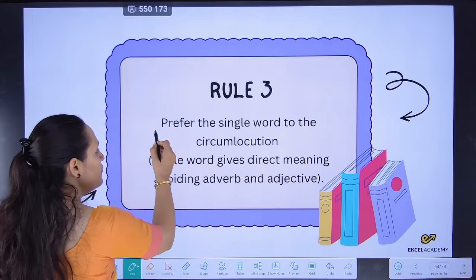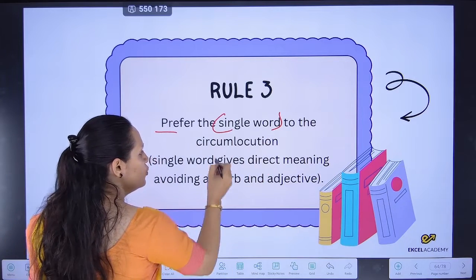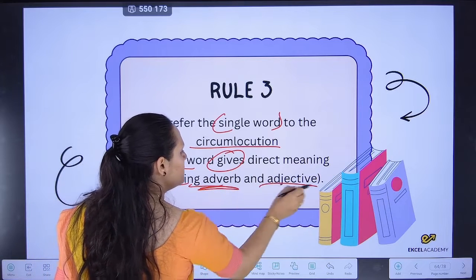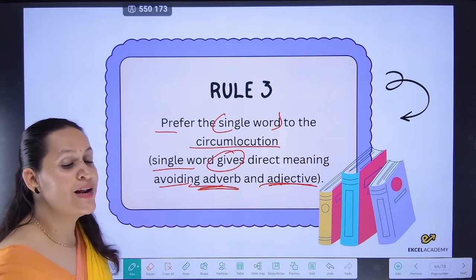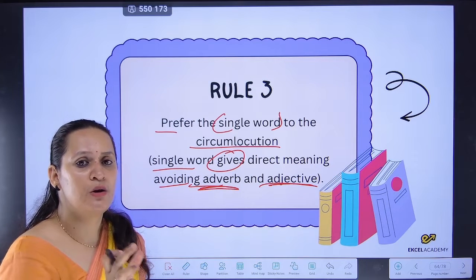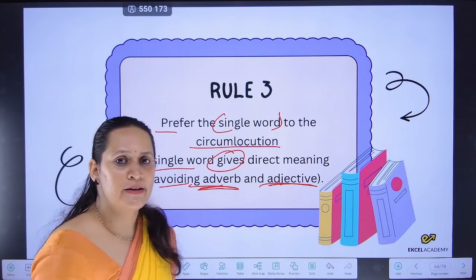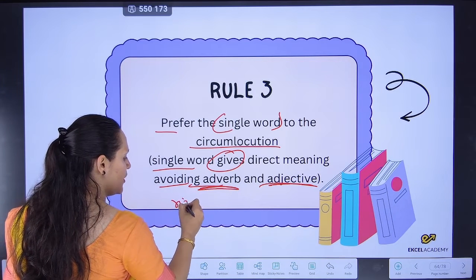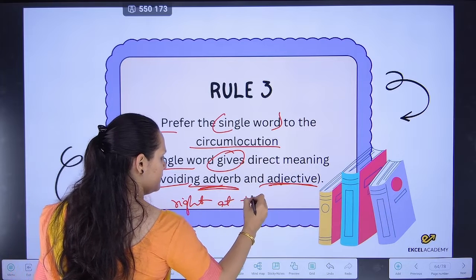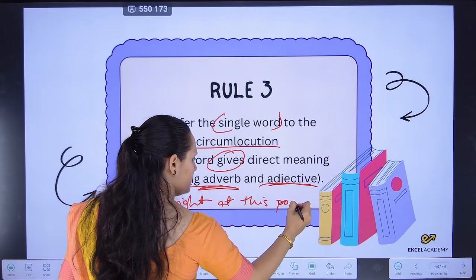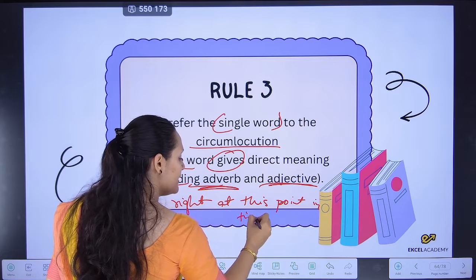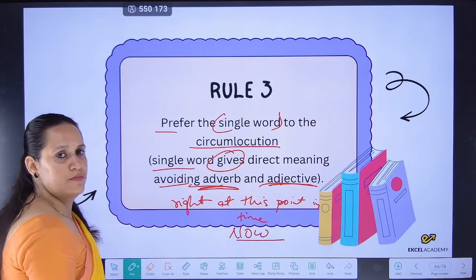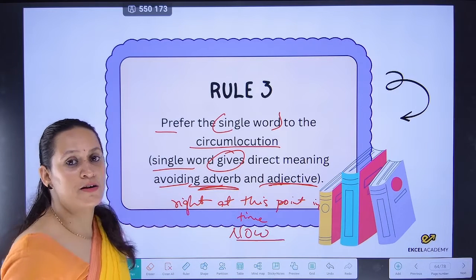Next, prefer single word to circumlocution. A single word gives direct meaning. Avoid using adverbs and adjectives where you can communicate a sentence by using a single word. Why do you want to use a longer sentence? For example, if I want to say, right at this point in time, instead of telling such a big sentence, I can say now. One word can be used for describing the same thing.